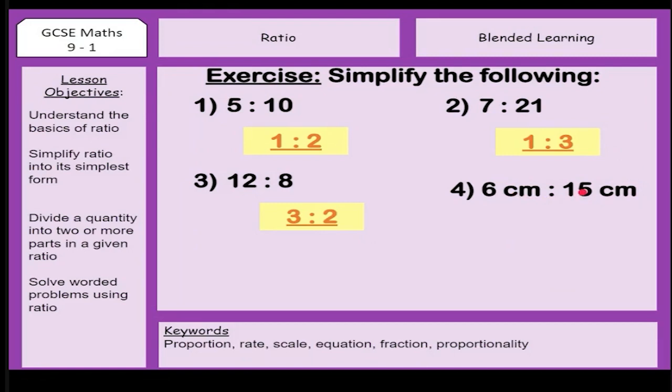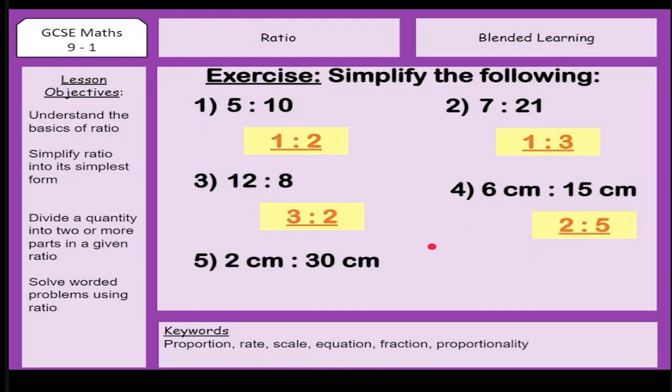3 goes into 15. Well, let's count. 3, 6, 9, 12, 15. 5 times. So my ratio is 2 to 5. Again, I can't simplify it any further than that. Therefore, that is its simplest form.